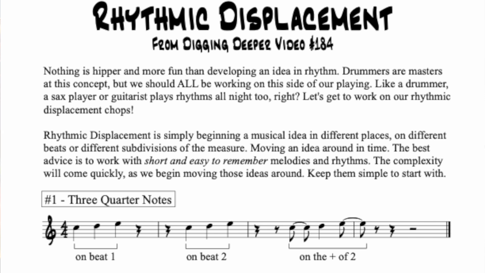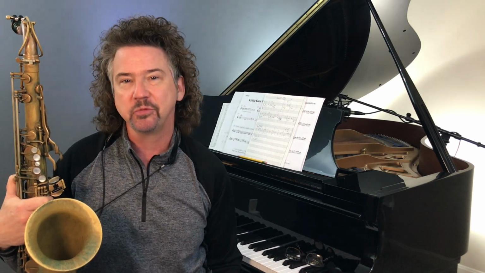In the first measure, I had it starting on beat 1. In the second measure, I had it starting on beat 2. In the next measure, I had those quarter notes all off the beat. I started on the end of 2, so to keep that idea the same, all the quarter notes that followed were all off beats. So this is very cool, right? How we can move things in rhythm is a big deal.